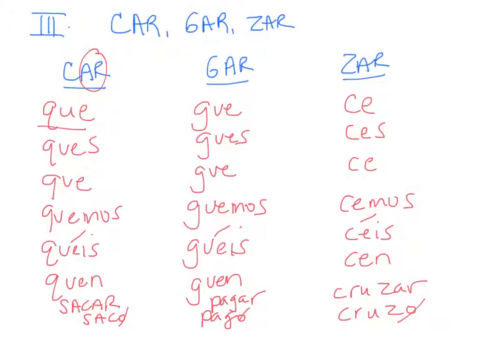I will get into later situations where you have a car, gar, zar verb that's also a stem changer. For instance, the verb almorzar or jugar. We'll get to those in a bit.